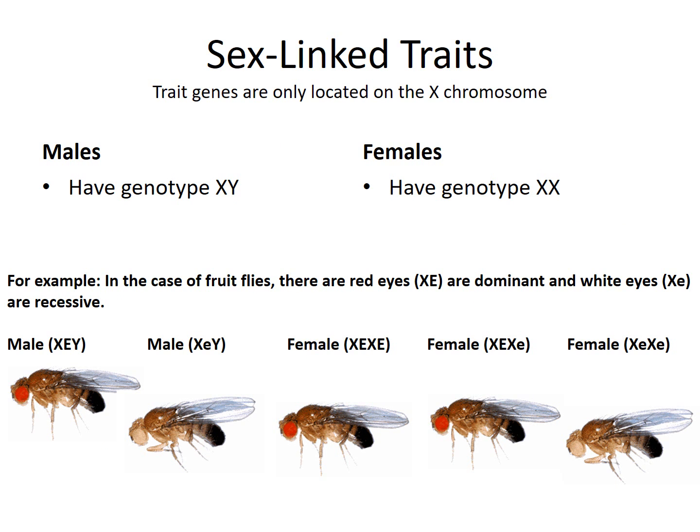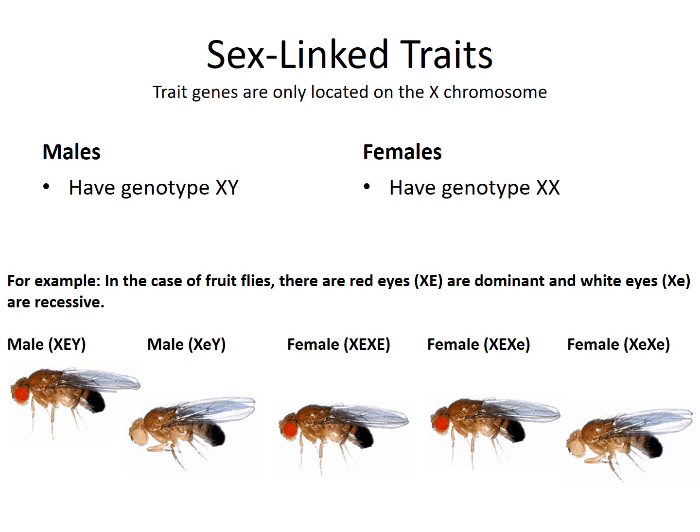Sex-linked traits are traits whose genes are only located on the X chromosome. Males have the genotype XY and females have the genotype XX. So males will only get one of the alleles, females will get two of the alleles. So in the case of fruit flies, X capital E is the red dominant trait and white eyes, X lowercase e, are recessive.